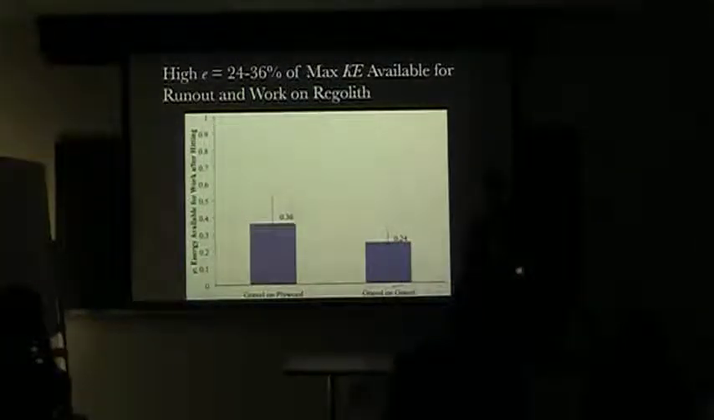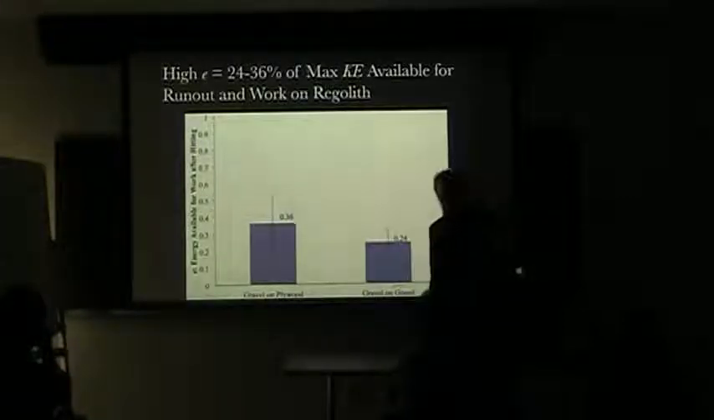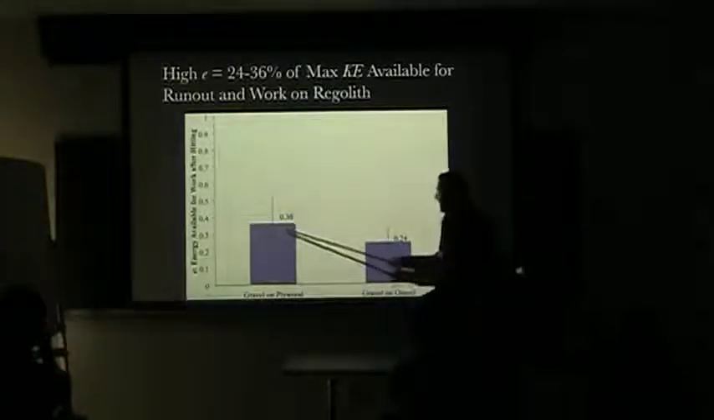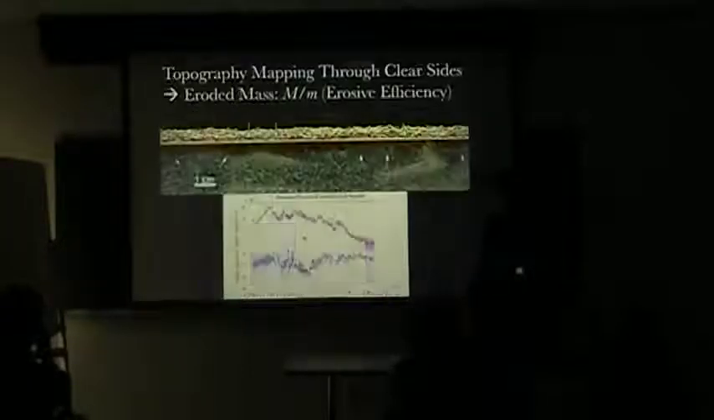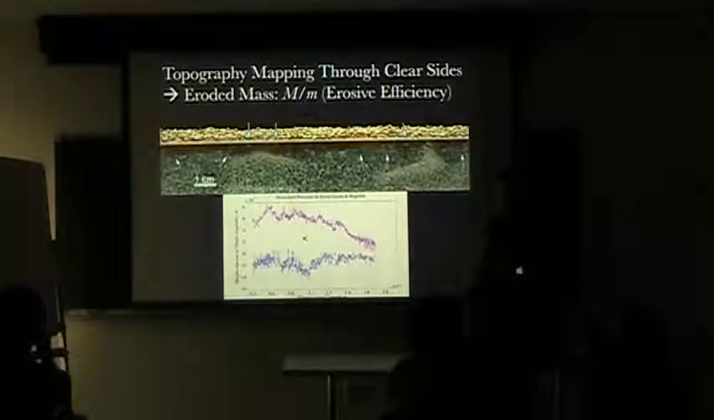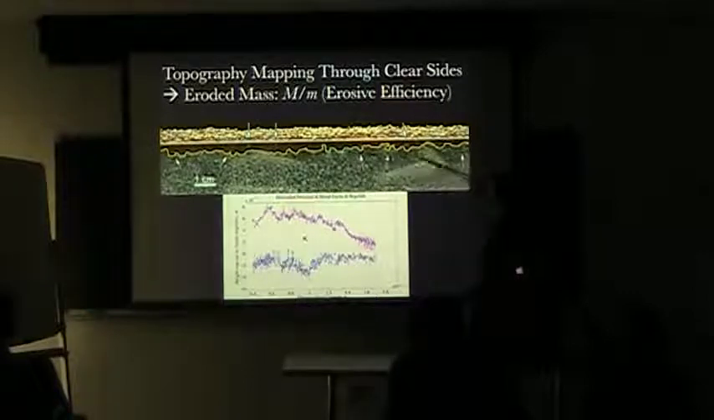The amount of energy available to do work and erosion and runout after landing, this E is the ratio again between the kinetic energy of the sliding ejecta to the curtain ejecta, is fairly high. Between 1/4 and 36% of that original kinetic energy is still around and able to do work after it's initially hit. So again, just emphasizing the point that ejecta does not stay put once it's deposited. Now I can, of course, map the topography of the erosional contact surface to the clear side of the target box here.